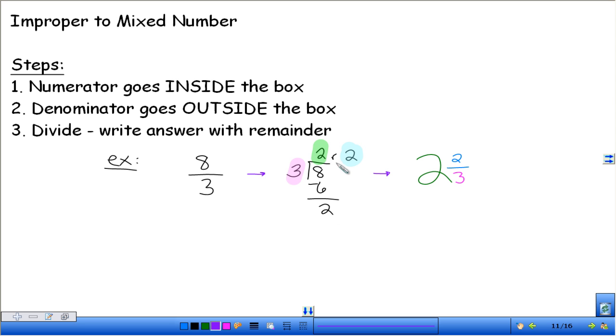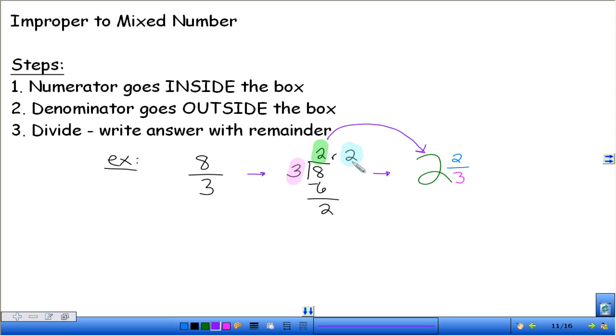So we have 2, remainder 2, and I've highlighted all of these. In your notes, since you don't have highlighters or colored pencils, I would do something like this. I highlighted this whole number that we got, so 3 went into 8 2 whole times with a little bit left over. Well, 2 whole times becomes your whole number in your mixed number. Okay? So I would draw some arrows in your notebook so you see where they go.